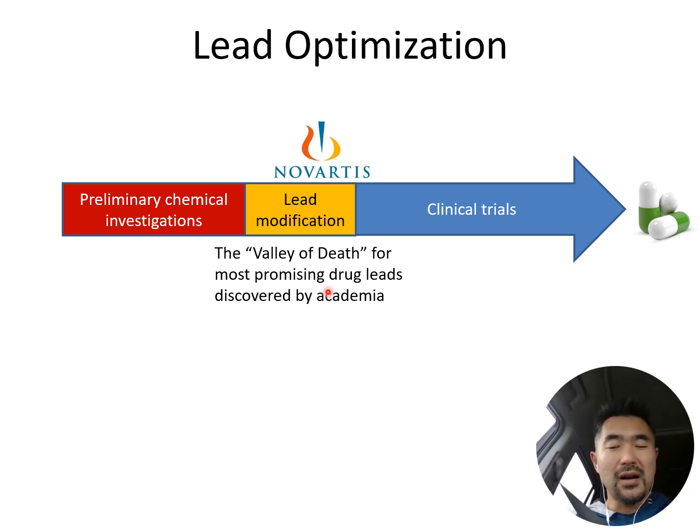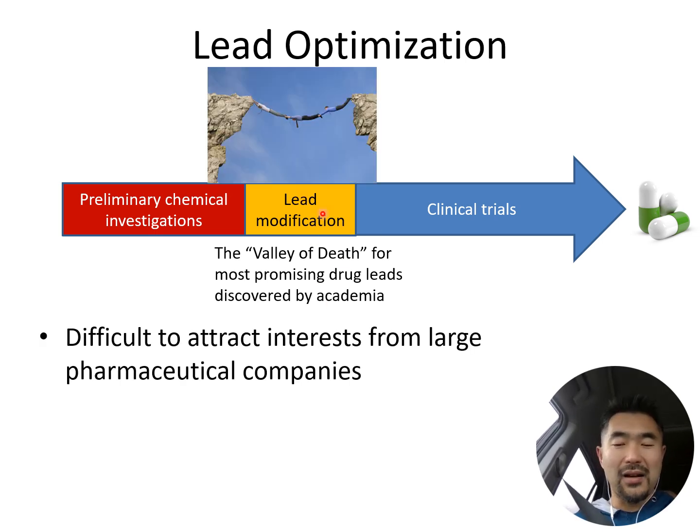This is often called the valley of death in the pharma business world, because most promising drug leads just get abandoned around this step. In the past, my PhD advisor and I started a company to address this challenge, but that wasn't quite successful. It's really hard to attract funding at the lead modification and optimization stage.